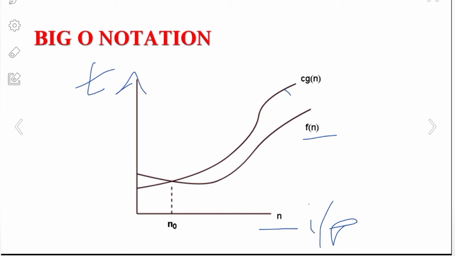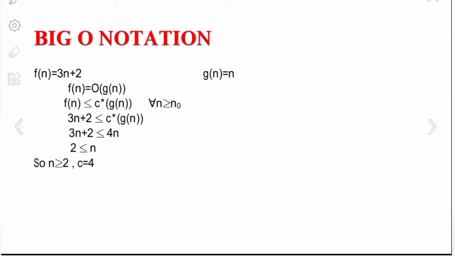And here we have to find the c and n naught. Based on the c and n naught values, that is the constant values, we can consider the g of n value. Here I am taking an example of how we can solve the big O notation. So f of n equals 3n plus 2 and g of n we are considering as n. We know that big O notation is represented as big O of g of n. So f of n is less than or equal to c into g of n. This is the formula for the big O notation.